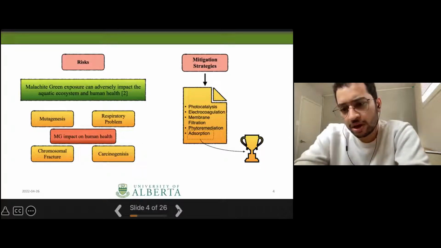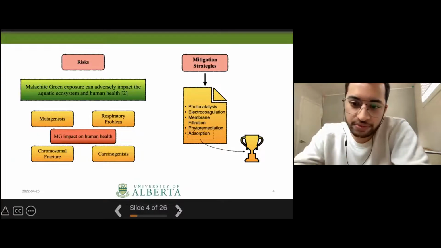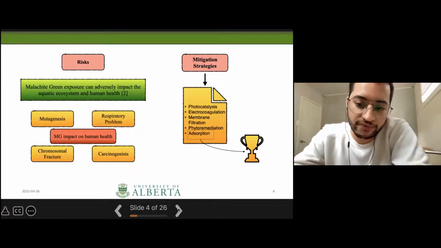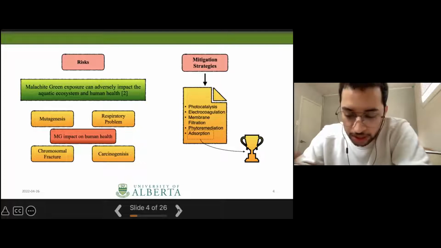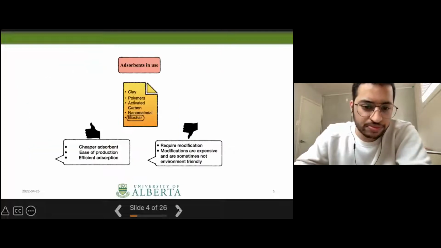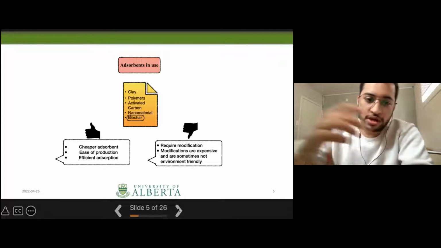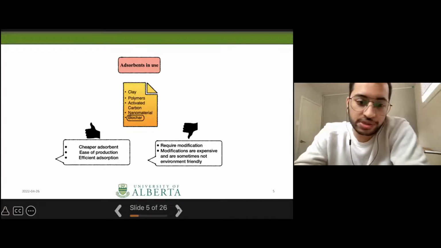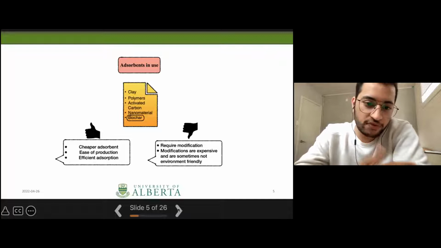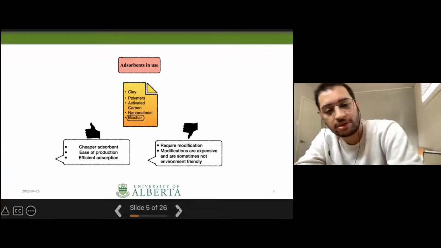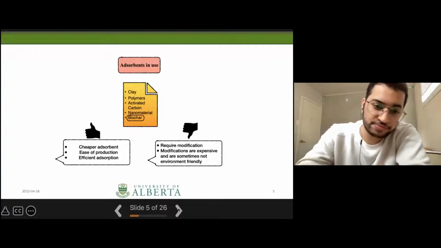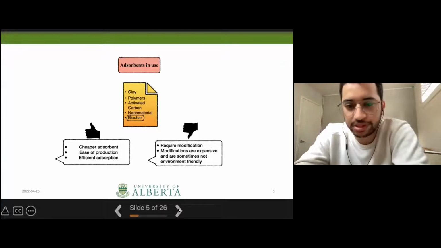Among them, adsorption is one of the most effective and commonly implemented treatment techniques due to its simplicity and efficiency in removing pollutants. In adsorption, various adsorbents have been used, for example, clay, polymers, activated carbon, nanomaterials, and biochar. Today, we'll be discussing biochar.